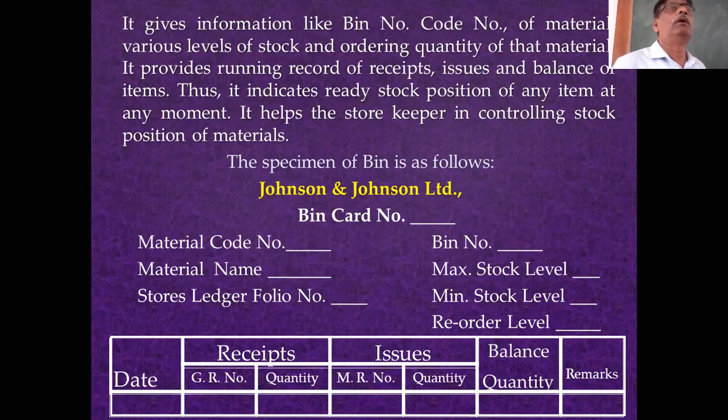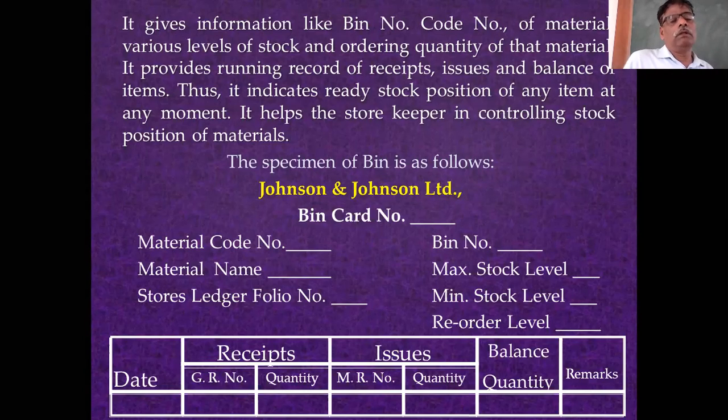First column is the date column. Second column is for recording the receipt of material. And third column is for issue of material to the production department. And last is the balance quantity remained, to record the balance quantity remained. And remark is for recording any remark regarding the shortages, regarding the losses, regarding the returns, like that. Remark column is to be maintained.